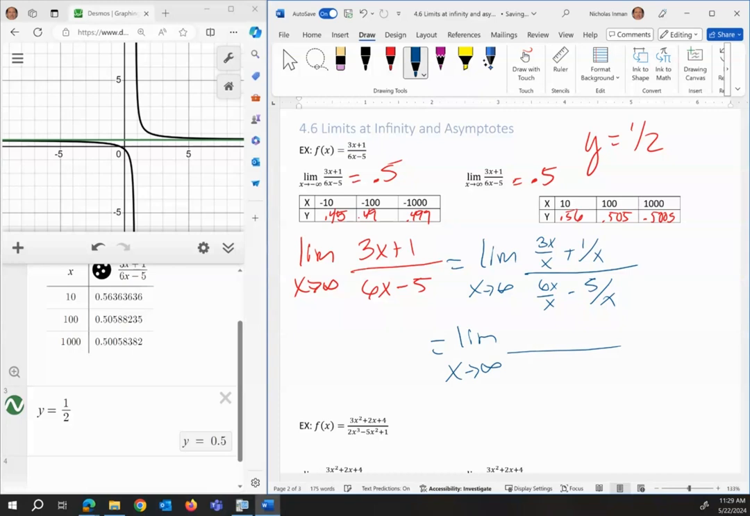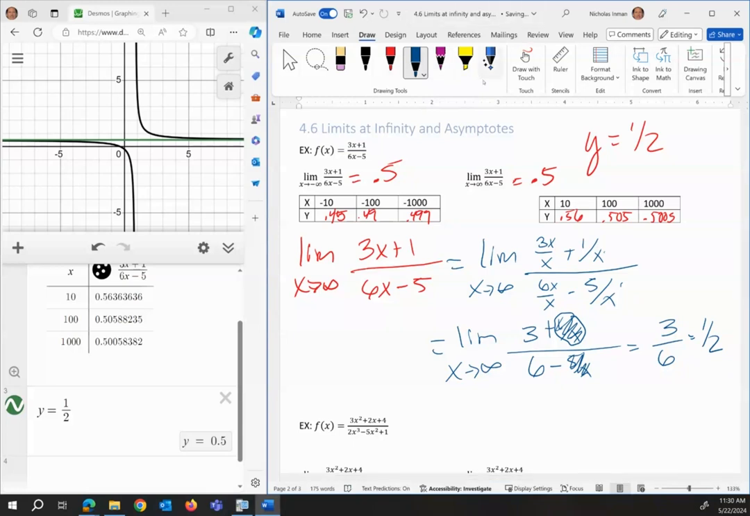Now, 3x over x is just 3. 6x over x is just 6. These two don't reduce. But when you plug in infinity, this thing becomes 0. This thing, 5 divided by something really big, becomes 0. So now, algebraically, we haven't broken any rules. We're left with just 3 over 6, no more variables. And that's where this 1/2 is coming from.